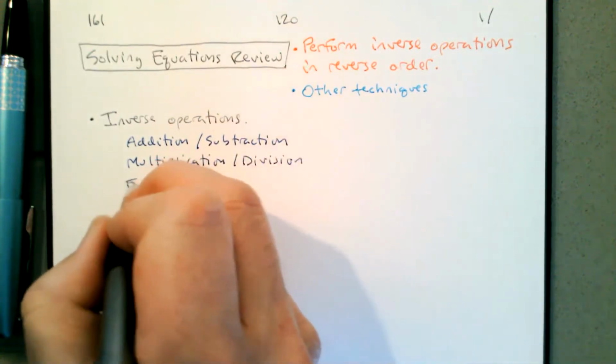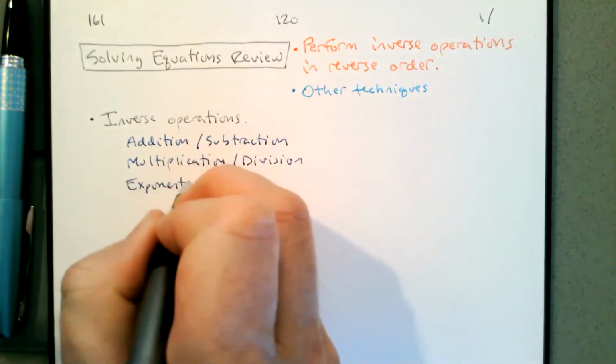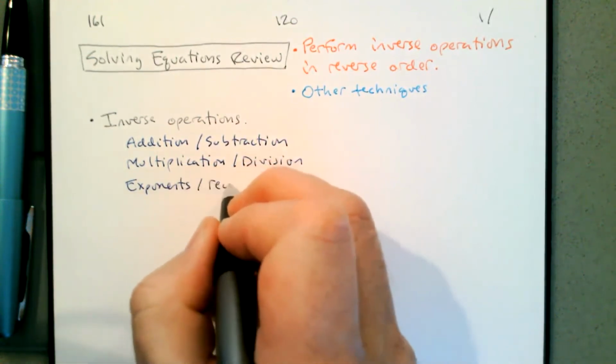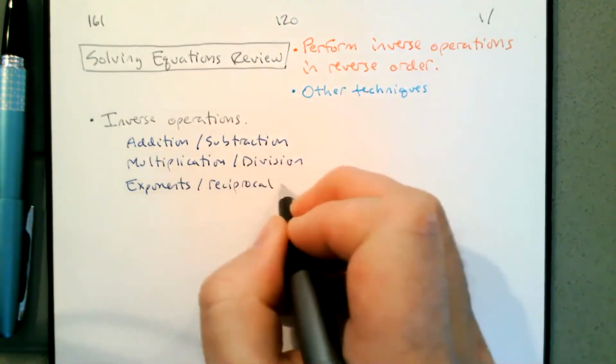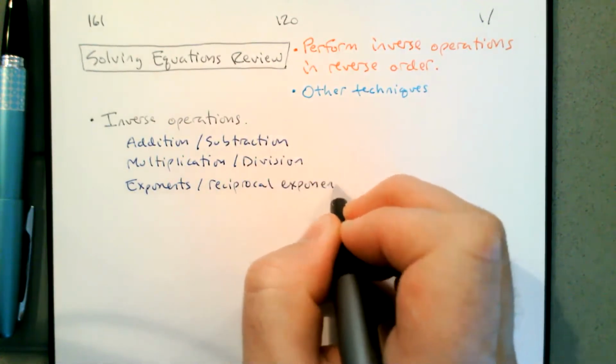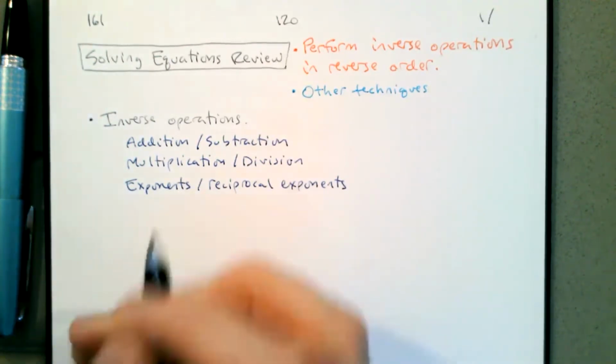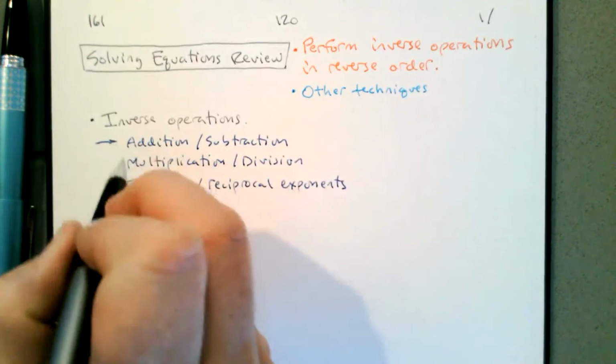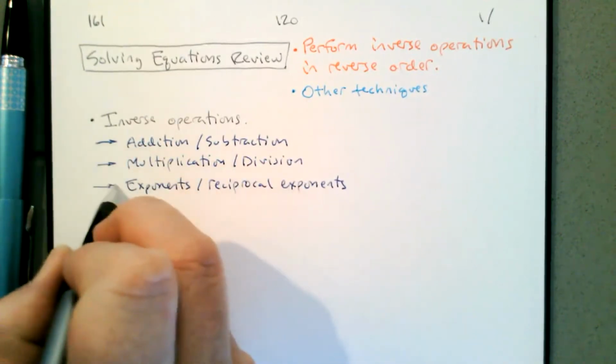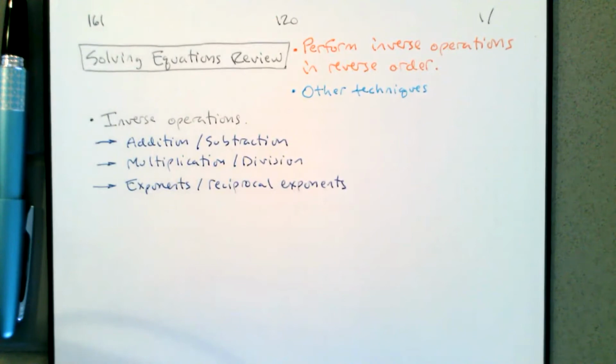And then exponents and reciprocal exponents. The inverse of an exponent is a reciprocal exponent. Now, this one goes further because there's even more that goes along with exponents. So in the inverse operations department, we've got addition and subtraction, multiplication and division, and we've got exponents and reciprocal exponents. But there are some other things that we have to recognize with exponents.